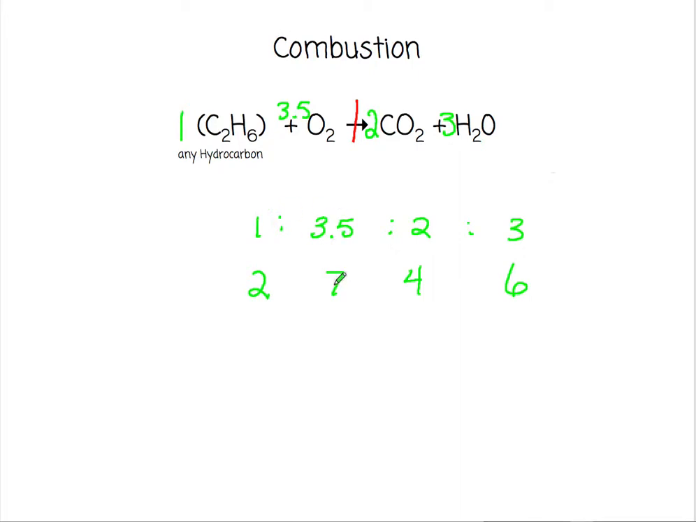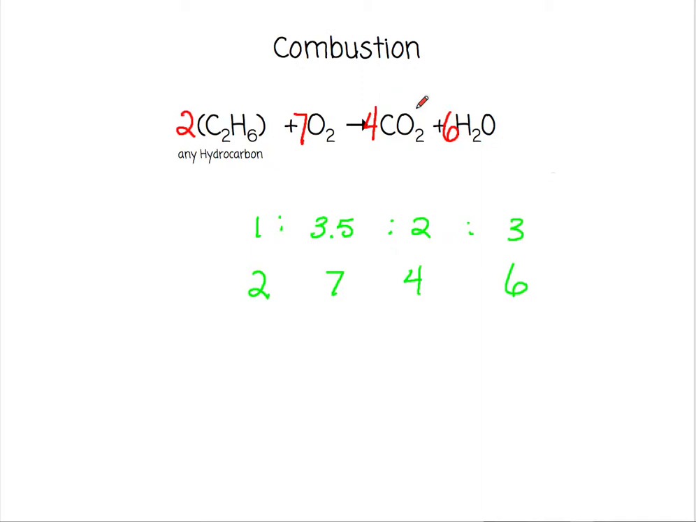So if I double this, I have to double everything else in the equation. So my coefficients, to have the balanced coefficients with the lowest whole number ratio, are going to be 2, 7, 4, and 6.